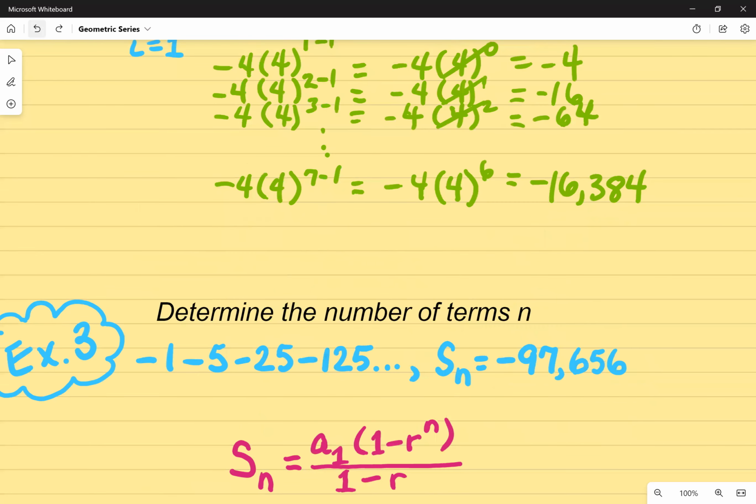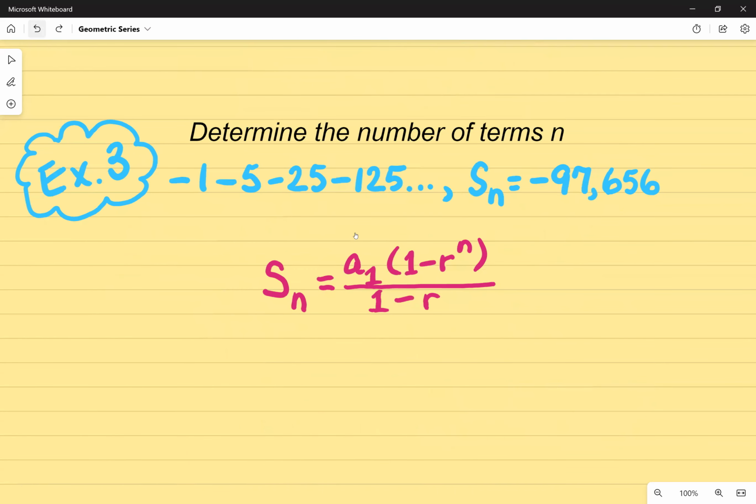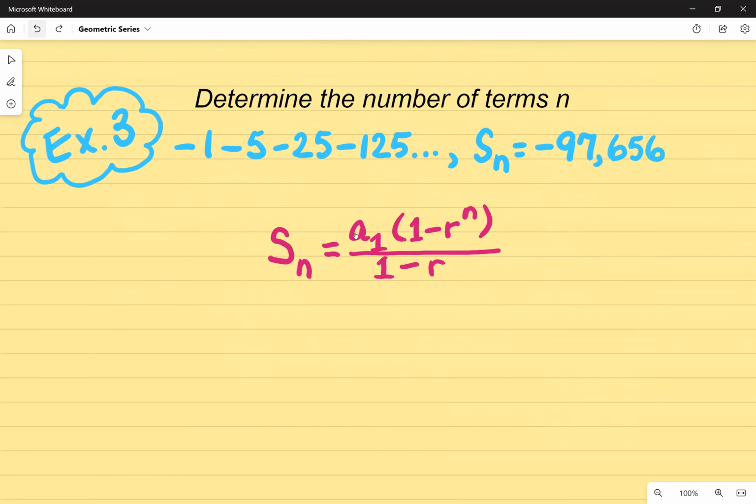You can also see, this is my last example, where you have directions that ask you to determine the number of terms, because as you can see, we have a partial list of terms, but we don't have all of the information associated with it. So what I do see is this time I have S sub n. So what I'm going to do is take that information and substitute it in on the side that has S sub n.